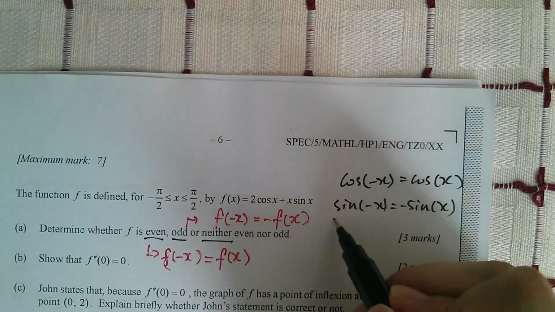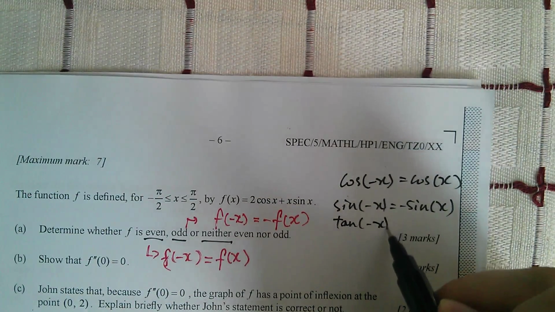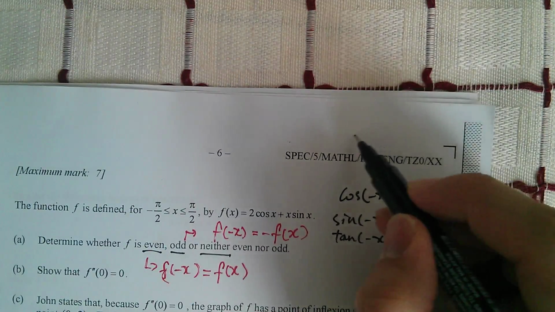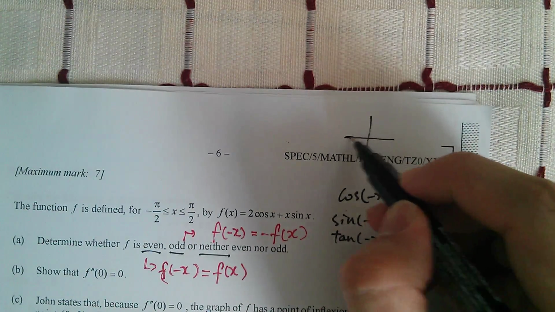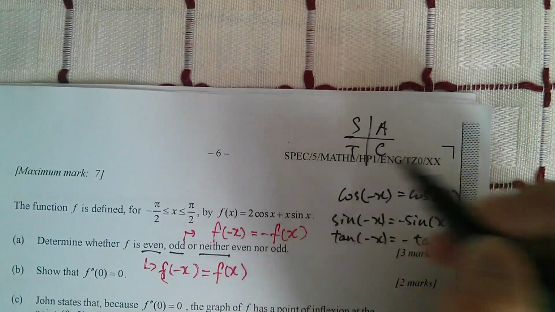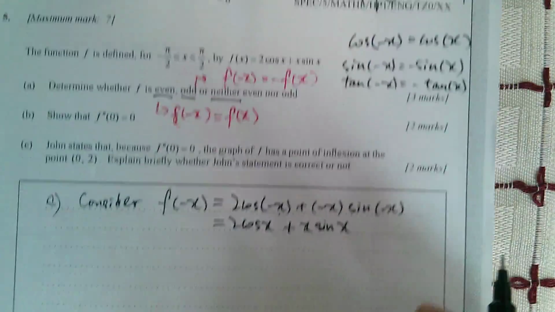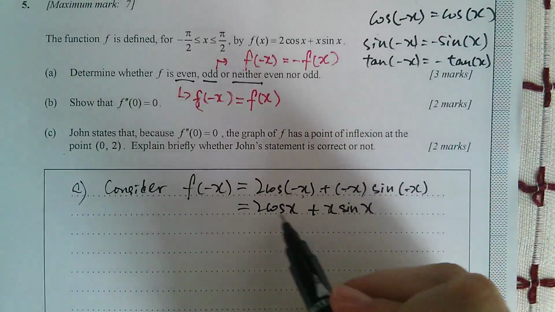Okay, and you may ask, what about tangent? Well, tangent will also take the negative out. The reason behind this, usually we explain this with the CAST diagram. So you want to check out your trigonometry if you don't know this.